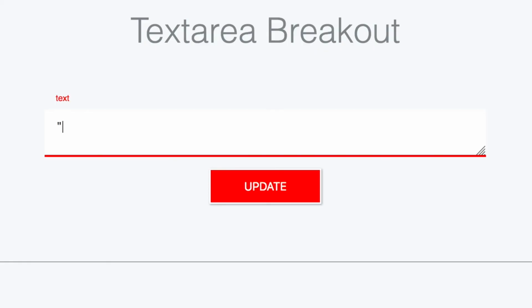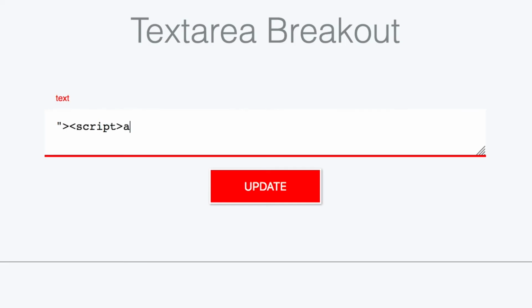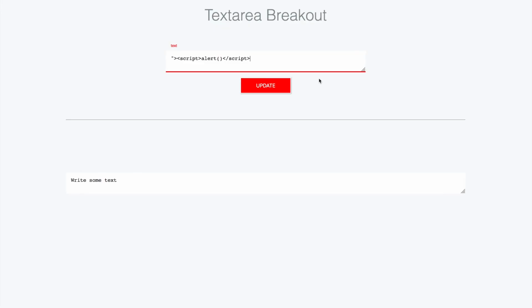See for yourself, type in your new payload. Start with a double quote, followed by a greater than symbol. Then enter your basic payload with script, alert, close script, click the update button, and it doesn't work. So I want you to fix this payload now using the same thought process you did when breaking out of attributes earlier. Ready? Go.